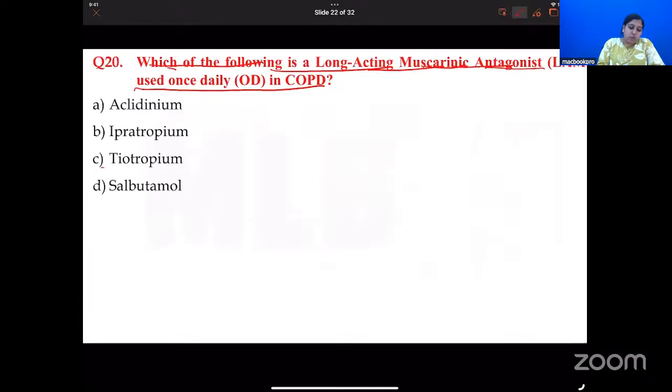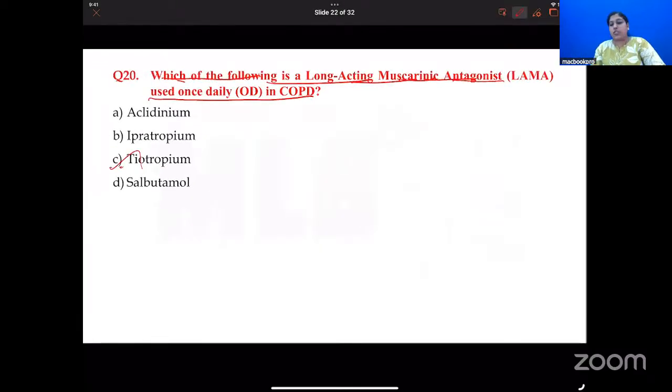Very good. Tiotropium is the correct answer. Now answer in the chat box. What are all the other drugs along with tiotropium used in the management of COPD and asthma? Tiotropium is your primary drug of choice. Along with that, we also use umeclidinium and revefenacin.